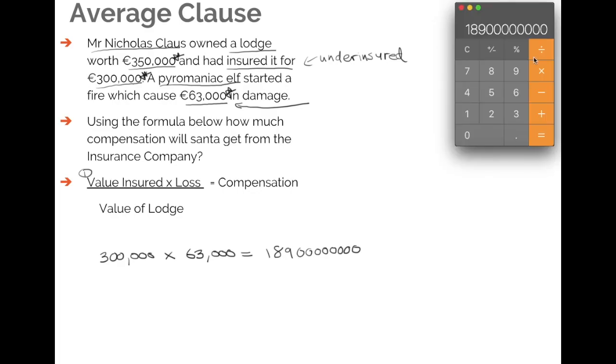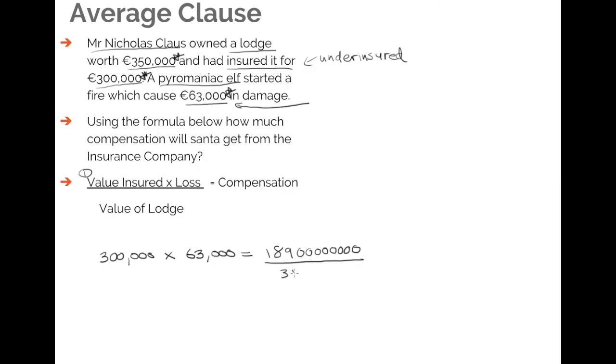What you can do is once you've done the multiplication, immediately once you've got the answer, hit divide and divide it by the value of the lodge. In this case it's 350,000. Then that will give us what we will get, what the person will get.